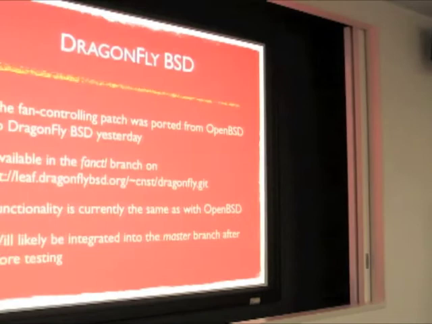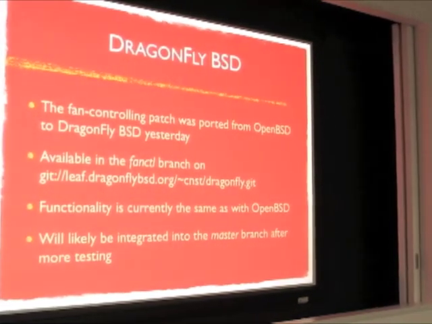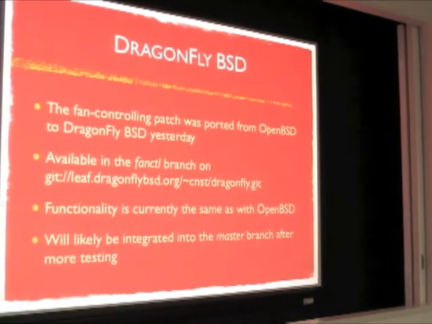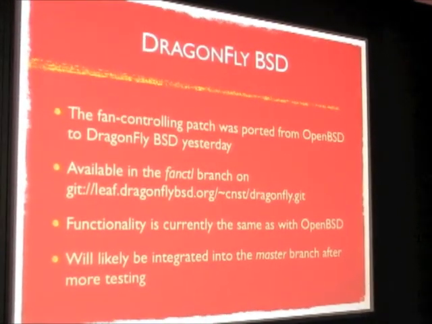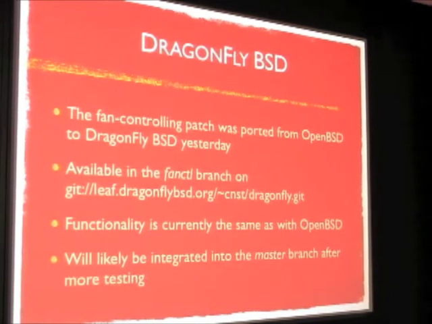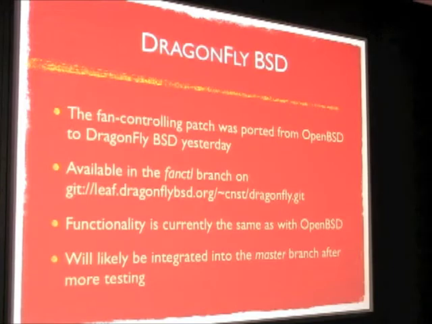For DragonFly BSD, the fan controlling patch was ported from OpenBSD to DragonFly BSD yesterday, and it's available in the fanctl branch on my leaf Git repository, so you can get it from there and apply it to your branch. The functionality that is currently supported is the same as with OpenBSD. So I'm going to proceed with the example using OpenBSD, but it should be basically identical to how you would use this patch with DragonFly BSD. The patch will likely be integrated into the master branch of DragonFly BSD after some more testing.